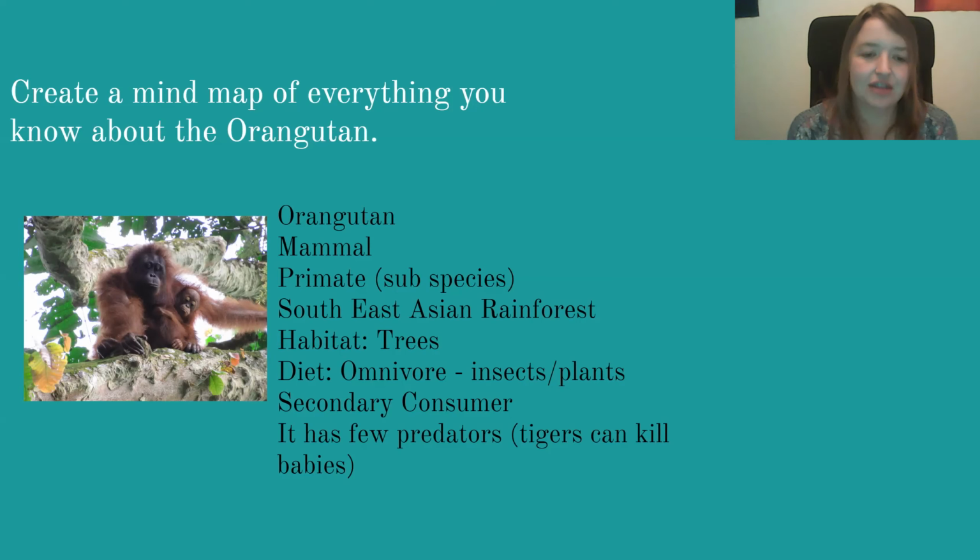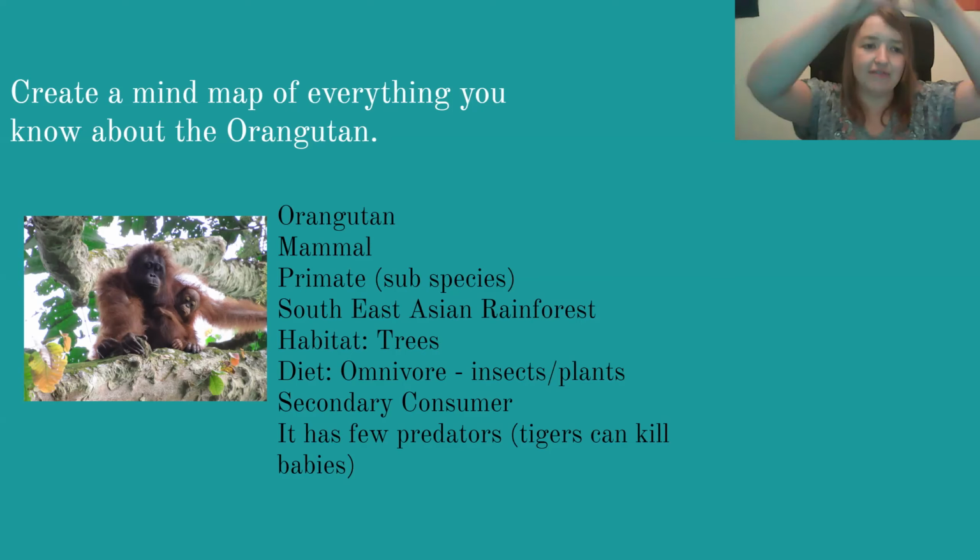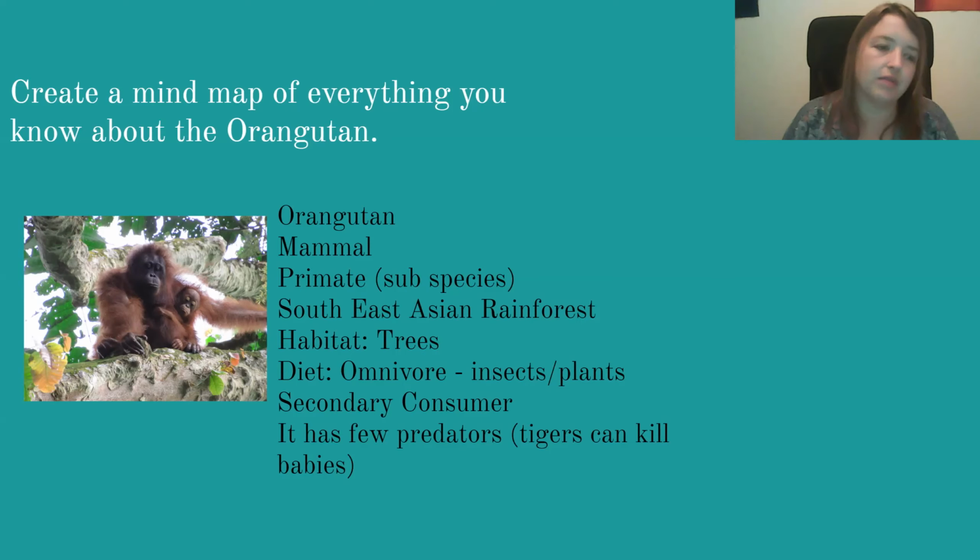It lives in the trees. Its habitat is the trees, and actually they are tree swinging animals. They very rarely come to the ground. Their whole lives are lived up in the tops of the trees, which is how they've adapted their bodies to be able to do that. They are omnivores. They eat insects and plants, and they're a secondary consumer. So sometimes they'll eat producers like fruit and bananas, but other times they'll eat those insects.